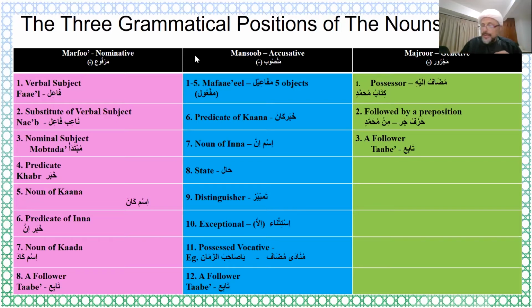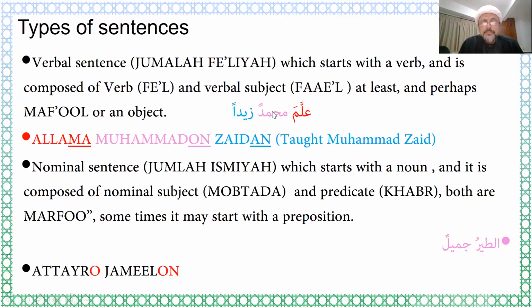Okay, so let's see the marfu', okay? Marfu'. So we said we are going to take marfu'. Now, remember I told you I'll give you 8 things to memorize today. Yesterday I gave you 12. Today I'm going to give you 8. So memorize these 8. Fa'il. Verbal subject. That means subject of verbal sentence. Remember this one? Muhammadun.